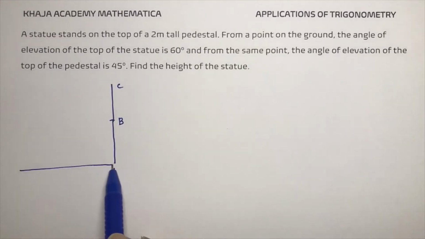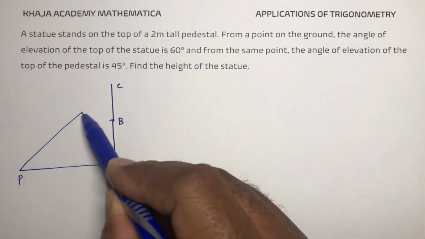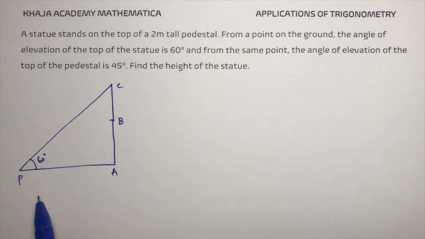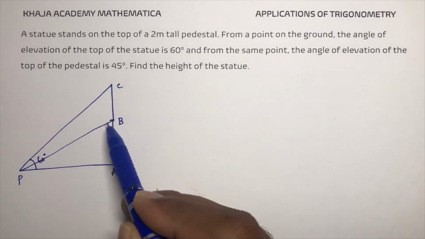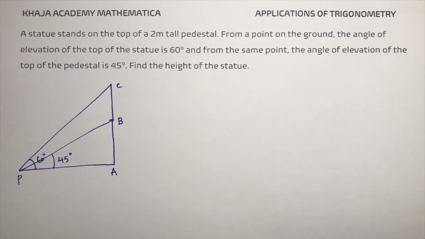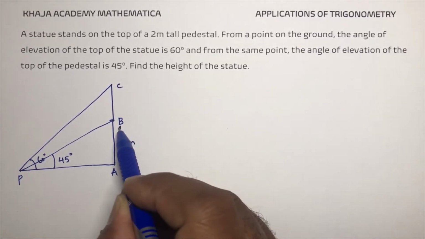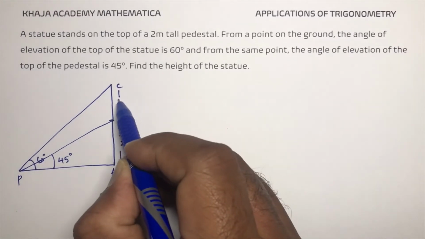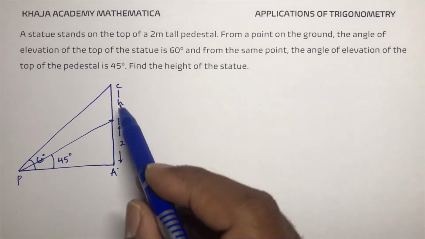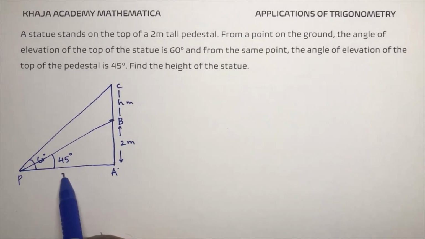From a point on the ground, the angle of elevation of the top of the statue is 60 degrees. From the same point, the angle of elevation of the top of the pedestal is 45 degrees. So 2-meter tall pedestal, this AB is 2 meters. We need to find the height of the statue, so I'll consider it as h. AB is 2 meters, BC is h meters, and this AP I'll consider it as x.